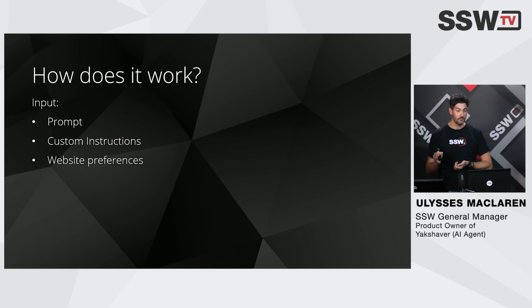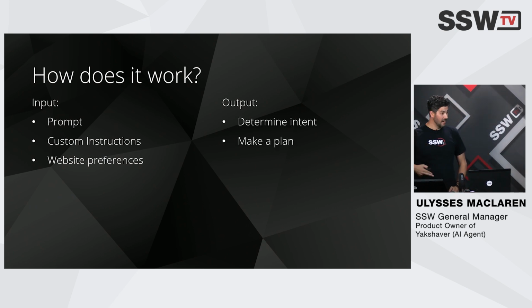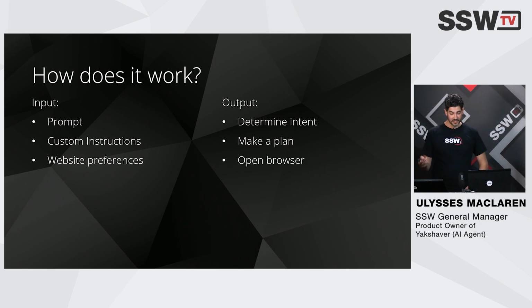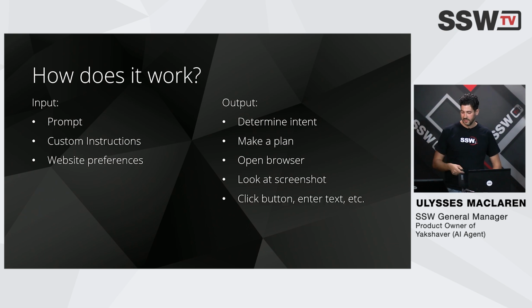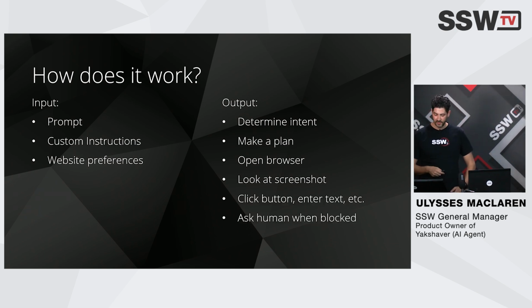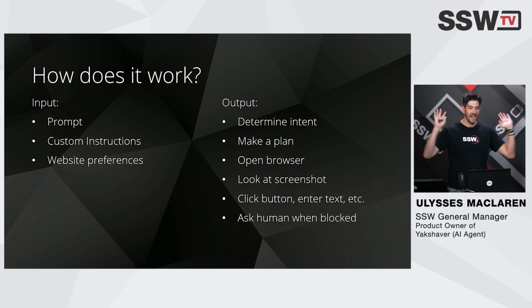You can also give it website preferences. So you can say, all right, for pizza, I prefer using Crust. And here's my login and password for Crust Pizza. And then as an output, it figures out what they want, makes a plan for how it's going to try and do it, opens up the browser, and looks at the screenshot. It's looking at the screen, doing inference, figuring stuff out on the screen, taking a coordinate of where it wants to click, and then clicking on that place. So it clicks buttons, it enters text, etc. And when it gets stuck, it can either ask the human in natural language, or it can say, can you please just fully take control of the browser now and you do it, and then hand it back over to me again when you're done.